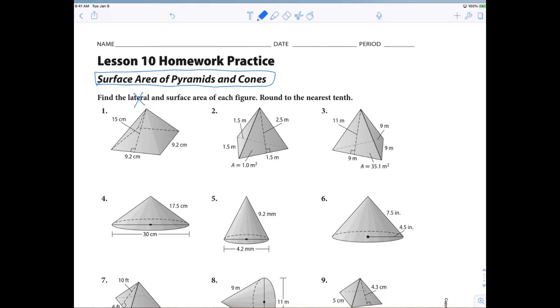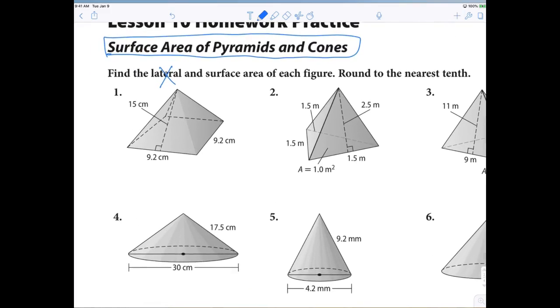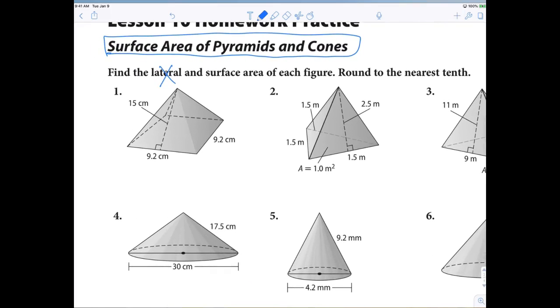So now what we're going to do is I'm going to ask you to take a look at number 1, that's called a pyramid. What are the shapes involved in a pyramid? A triangle and a square. Perfect. That's exactly what you should be saying. There's a triangle and a square.